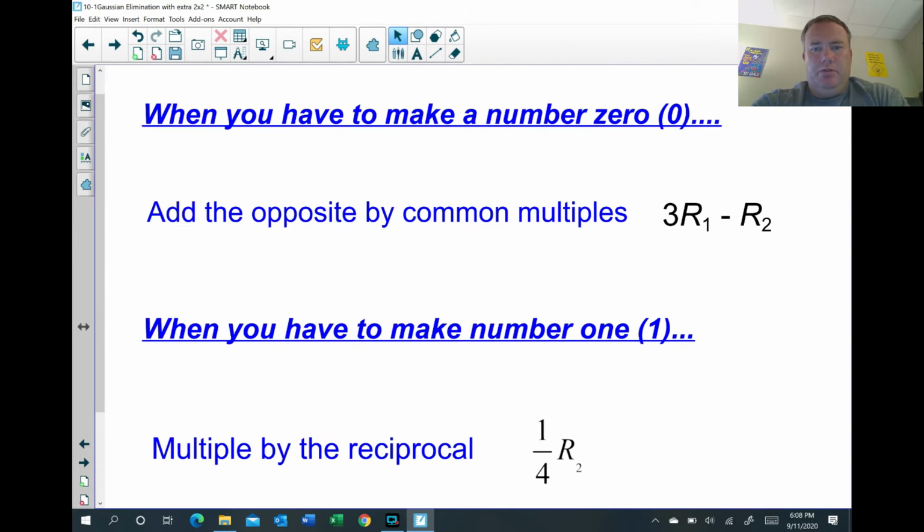That's going to be important. To make something 0, you're either adding or subtracting, or adding the opposite. You'll kind of see how that works here in a minute.